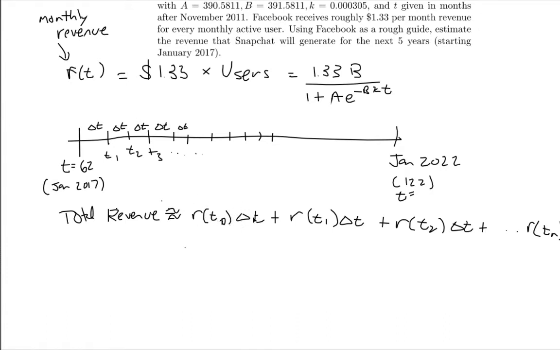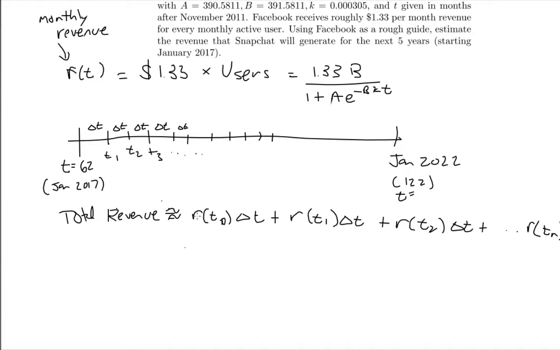But we can, if we make the intervals really, really small, approximate it this way. We're going to sample the revenue at all these time intervals, and multiply by the length of time in between each time interval, and that will give us more or less the amount of revenue that Snapchat will make over each time interval. Of course, this gets better and better if we take the number of time intervals to infinity.